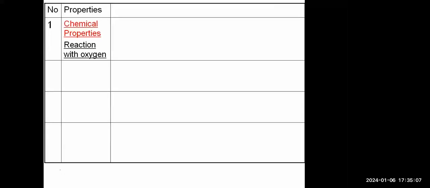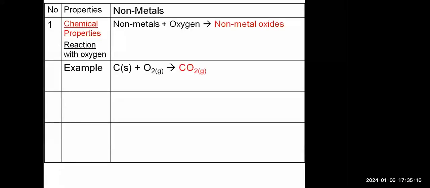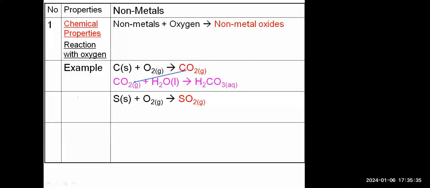Okay. Now, the next one is non-metal and oxygen. The non-metals react with oxygen to give non-metallic oxides. We'll see some examples. The first one is carbon reacting with oxygen to give carbon dioxide. Second is sulfur reacting with oxygen to give sulfur dioxide. Now, both these oxides are acidic in nature. How do we prove it? We prove it by putting it in water. You can see the equation here.